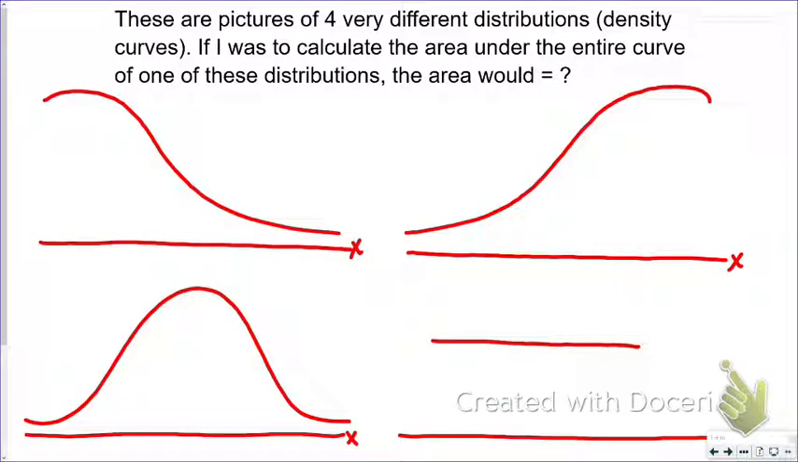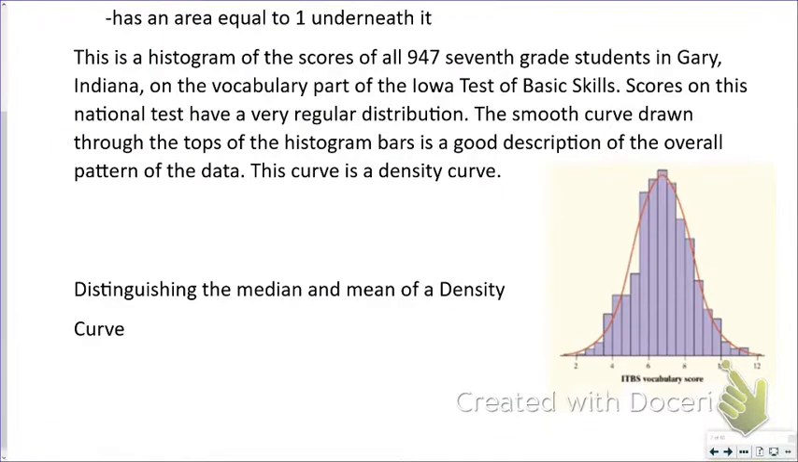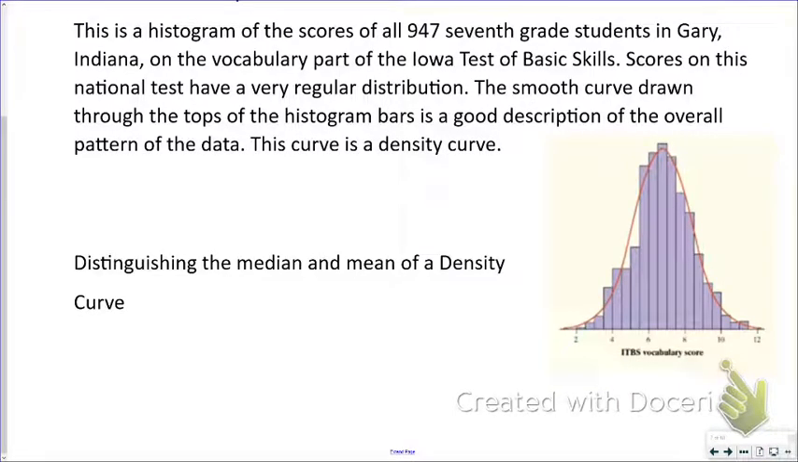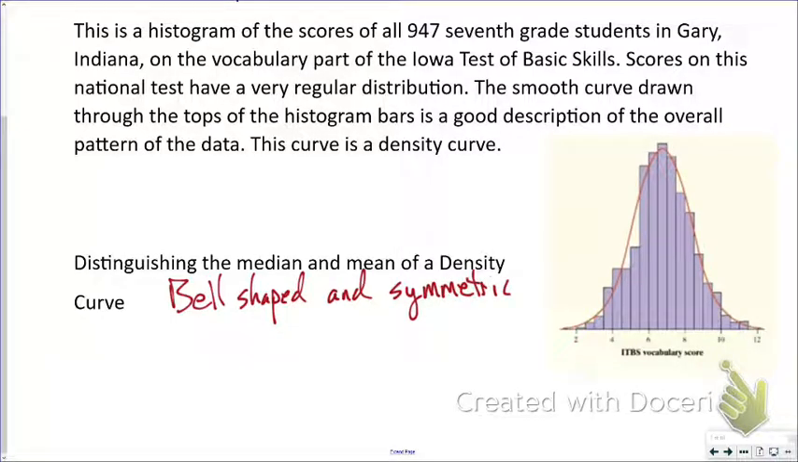For this opening problem right here, this is test data for students in Indiana. For some odd reason, they took an Iowa test. I don't know why. It's kind of weird. I found this in the book. Since that looks bell-shaped and symmetric, we would call it the normal curve, and we know that the mean is about the same as the median.